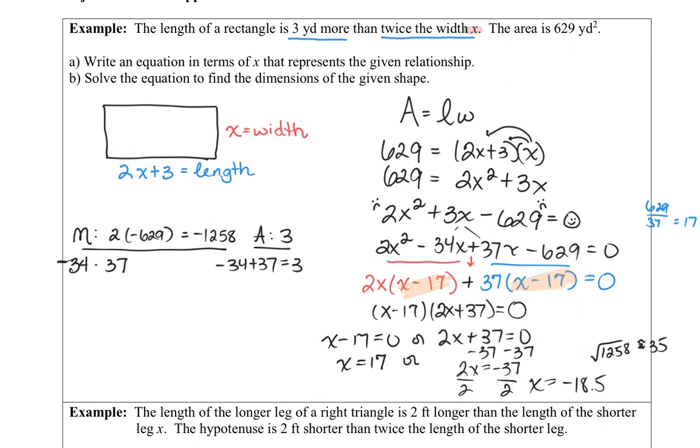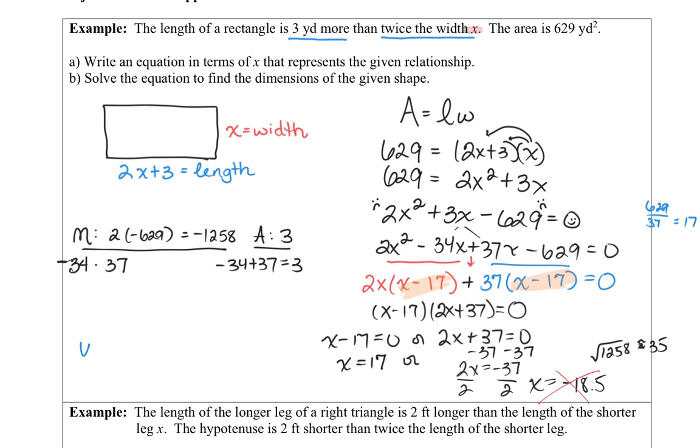And while that's a perfectly acceptable solution to this quadratic equation up here, it doesn't make any sense at all if we're thinking about x being the side of a triangle. Sides can't be negative, right? So we have to go ahead and throw that out. It doesn't make sense. So we're left with our answer, which is 17. It's going to be 17 yards, right?